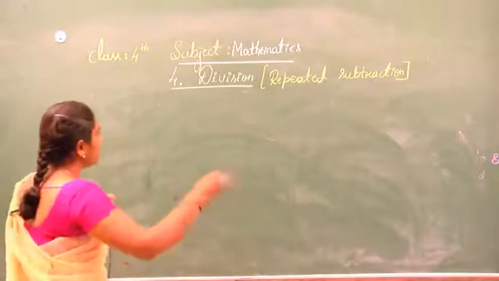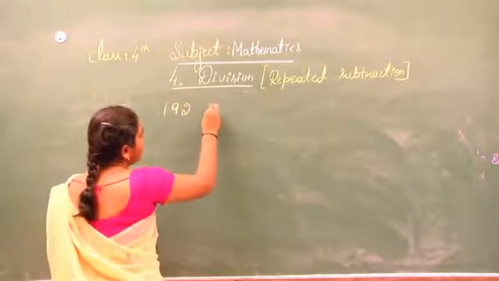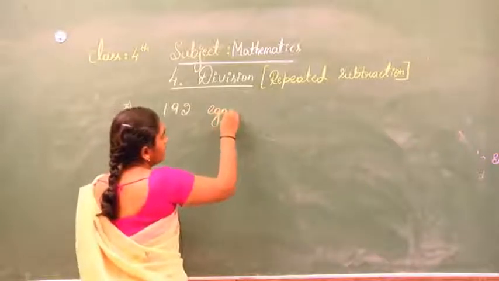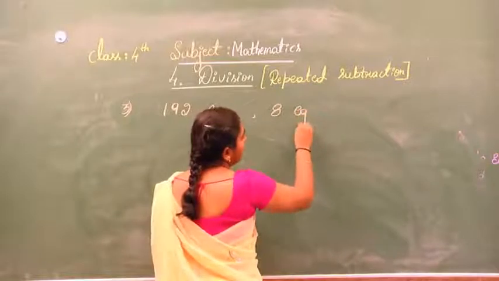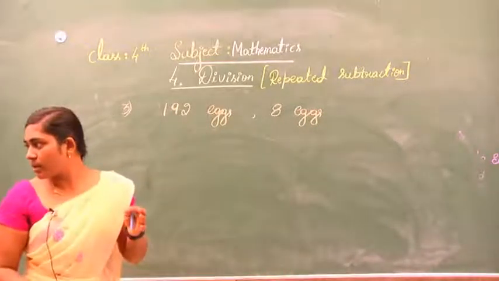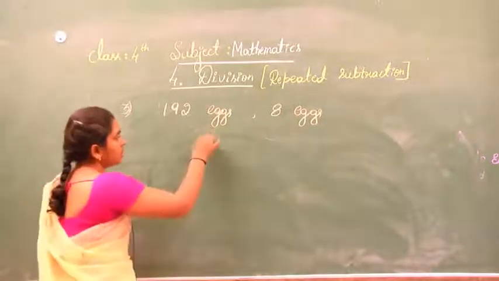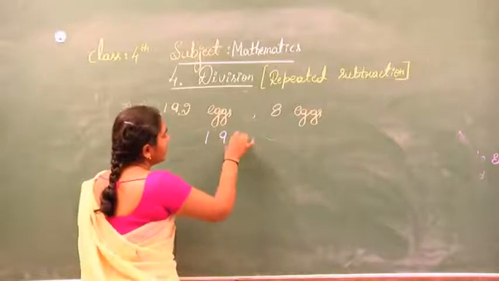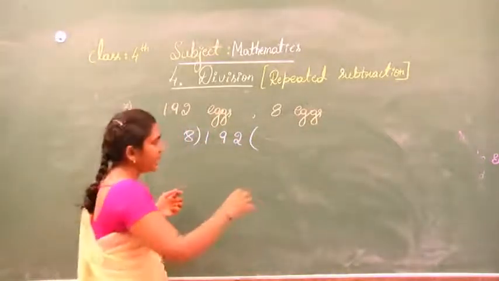How many boxes for 192 eggs? There should be 8 eggs in each box. 8 eggs in each box for one box. So divide 192 with 8. If you see the 8 ones table.